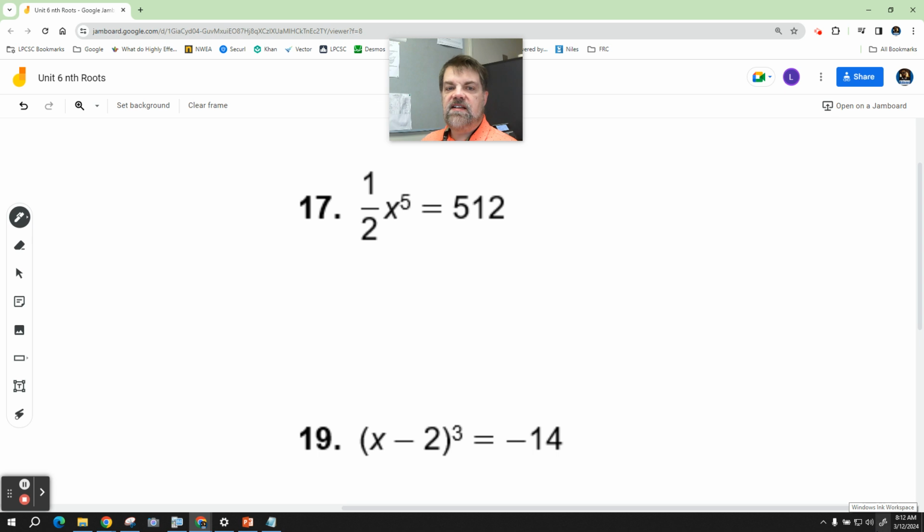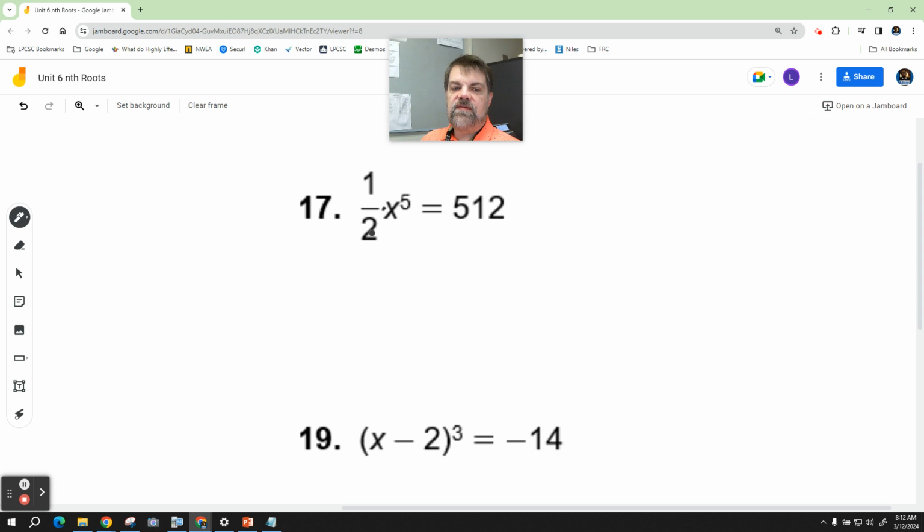Same thing here. Now this is basically the same thing, right? I've got the 1/2 and the 5 I need to get rid of. The 1/2 is really being multiplied by x to the 5th power. So this is a little trick. I don't know if you realize this.